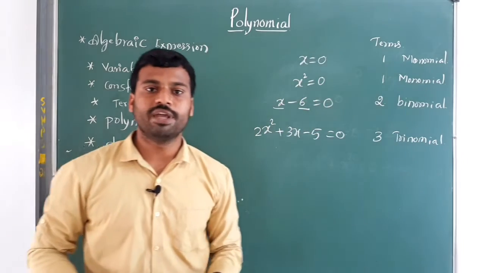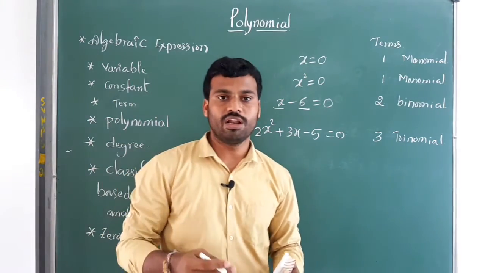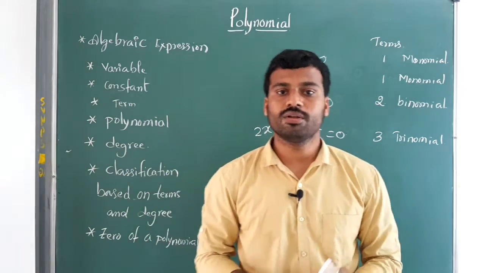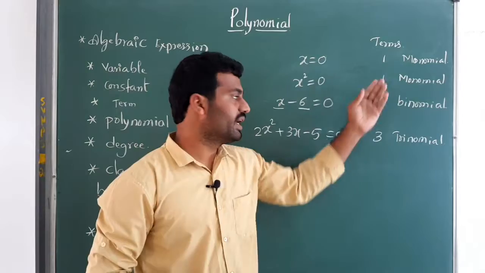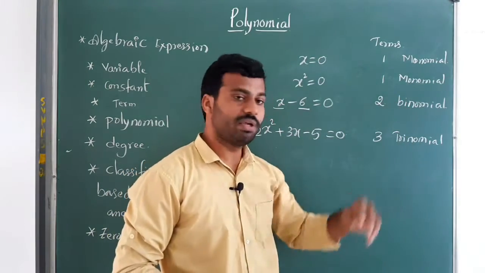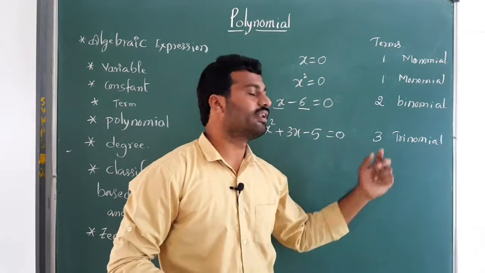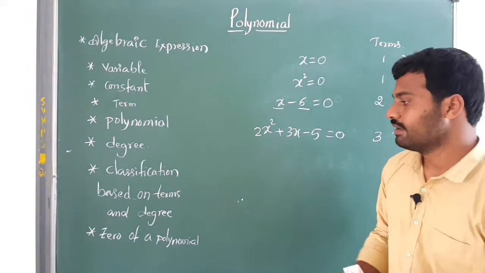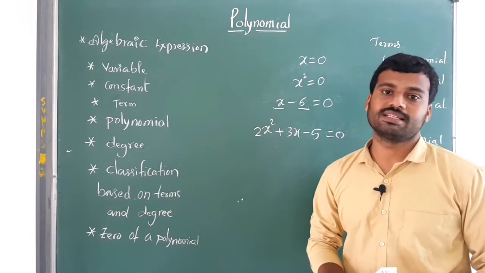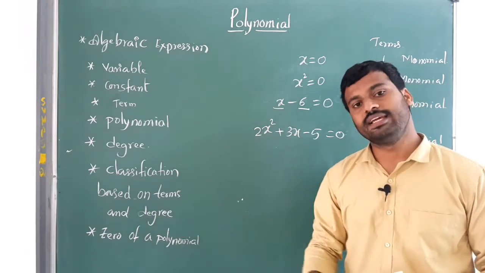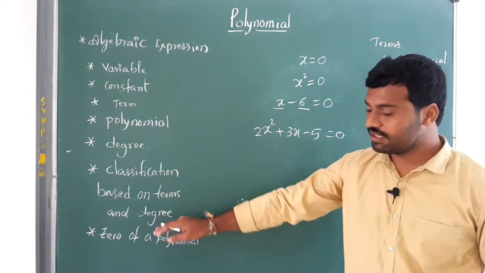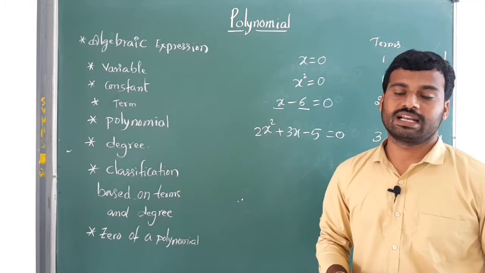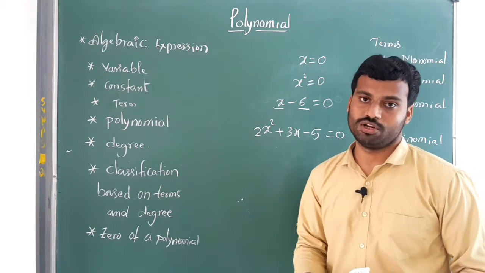Okay, now how are we segregating the polynomial based on the terms? If one term, monomial; 2 terms, binomial; 3 terms, trinomial. Clear or not? Okay. So, how are we classifying? Based on the degree. Based on the degree, how are we going to classify the given polynomial?